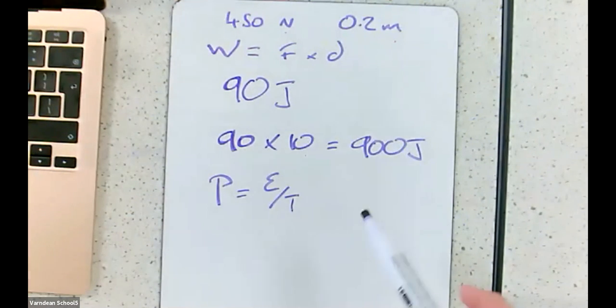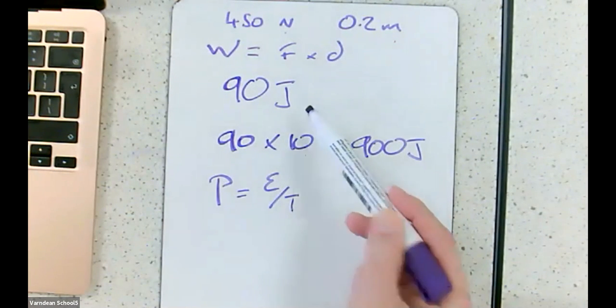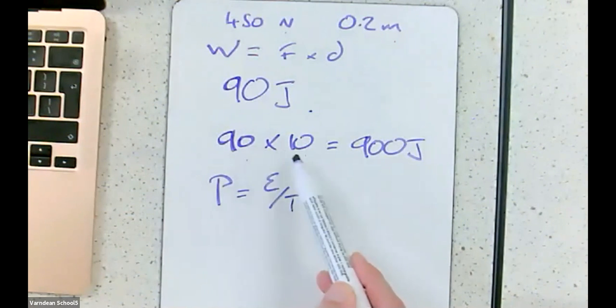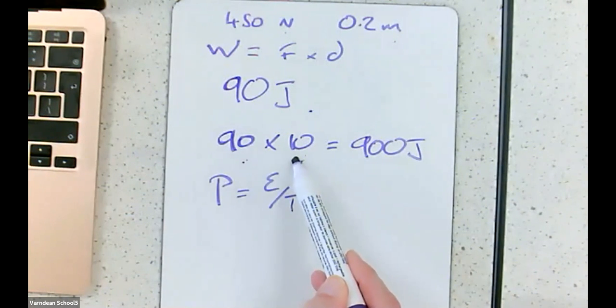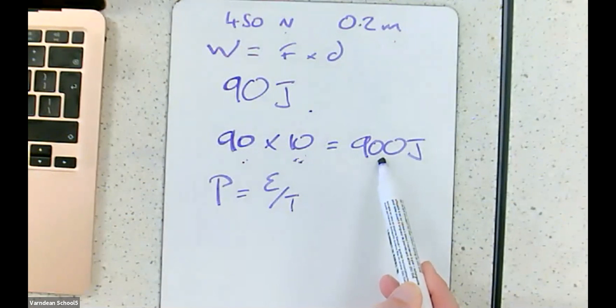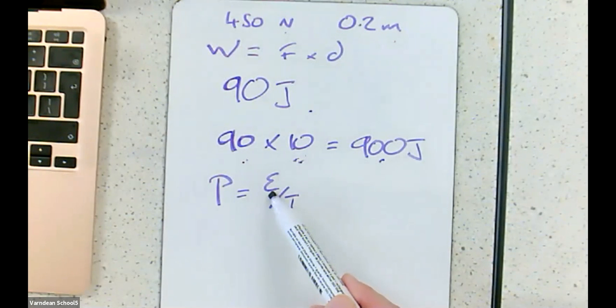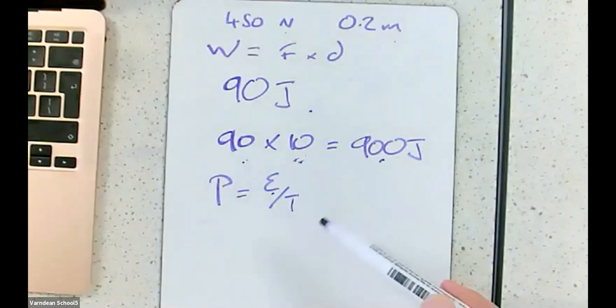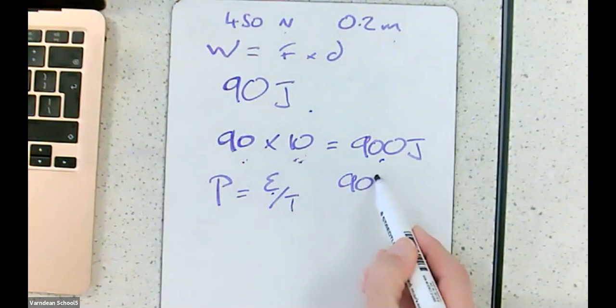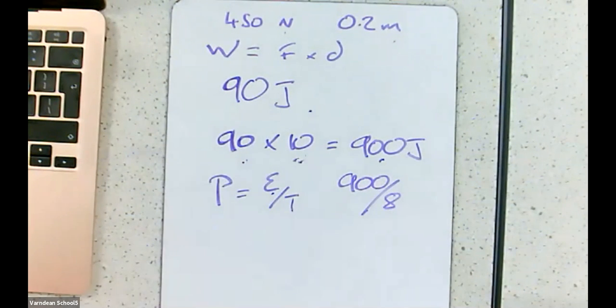So there was our 90 joules from before. Now they did that 10 times. They stepped up 10 times. So they transferred 900 joules. So we have energy is 900 joules. And they said that that was 8 seconds.